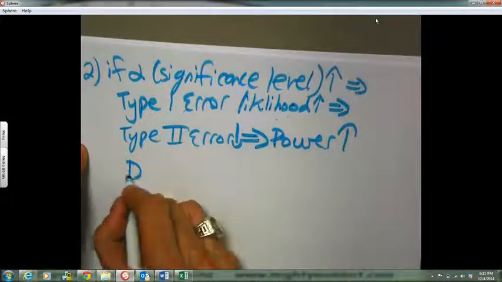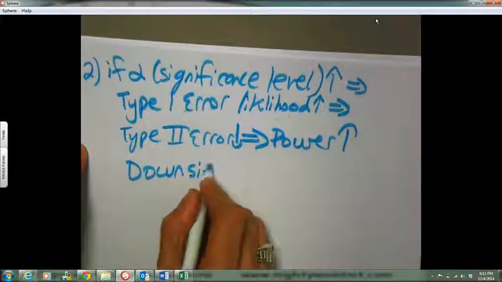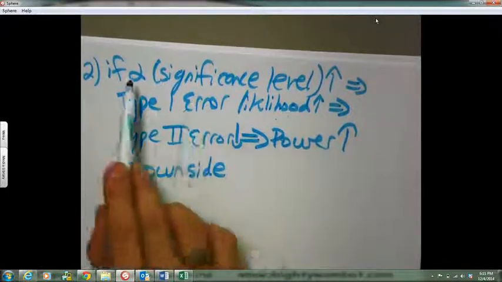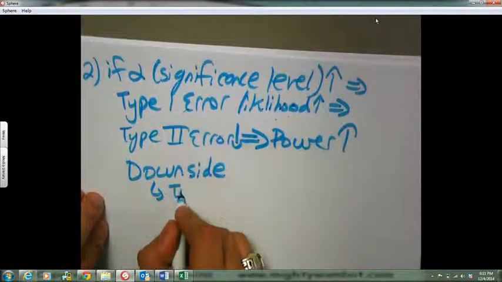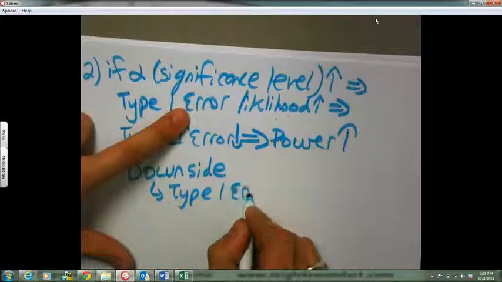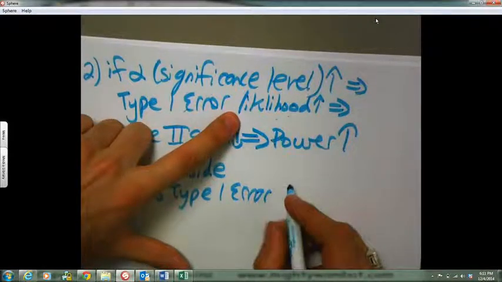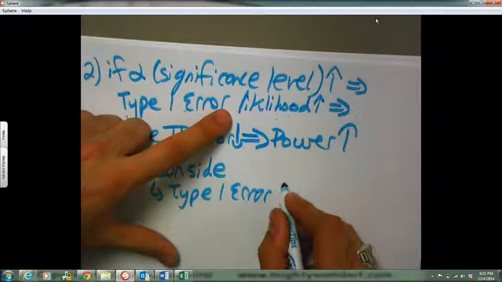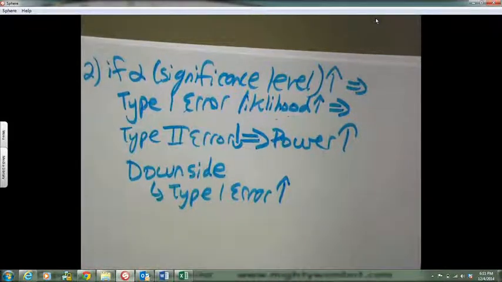The downside of this, the downside is what? That the type 1 error goes up. Because we don't want any error to go up. Type 1 error increases. But there's a trade-off here, and this is one of the downsides.